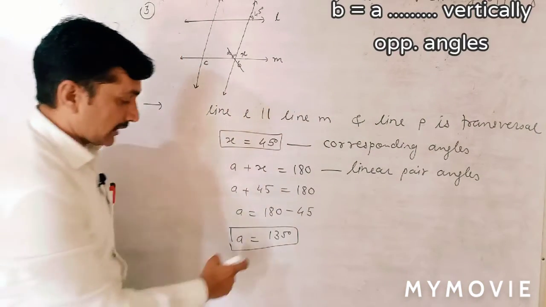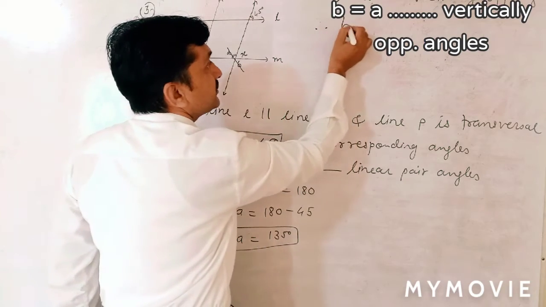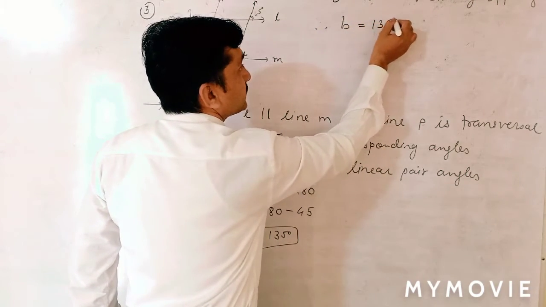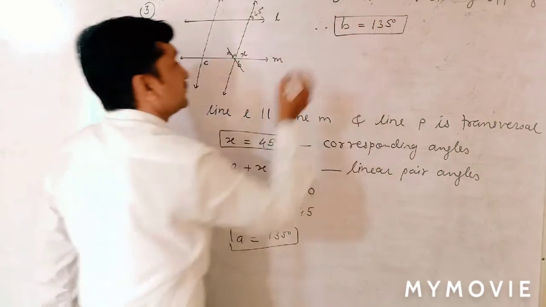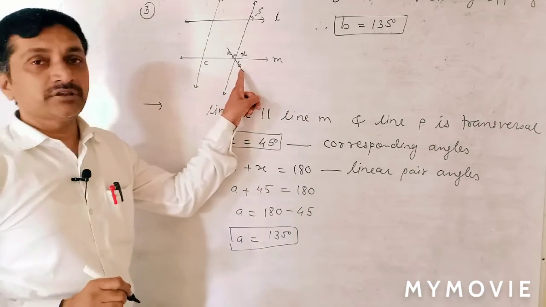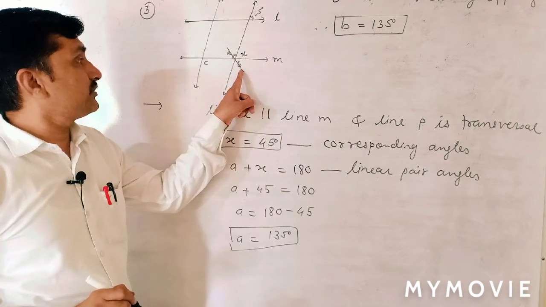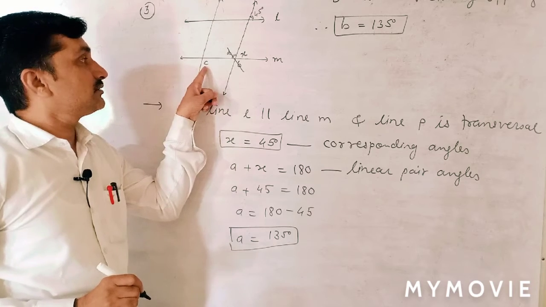A and B are equal, and A we know. Therefore, B is equal to 135 degrees. Same measure. B is 135, and now the relation between B and C.